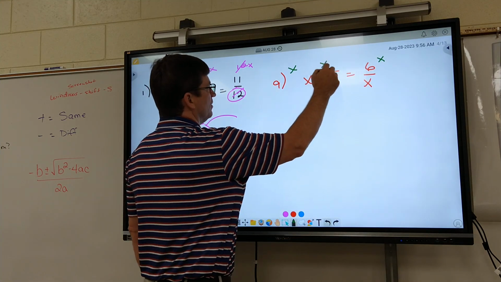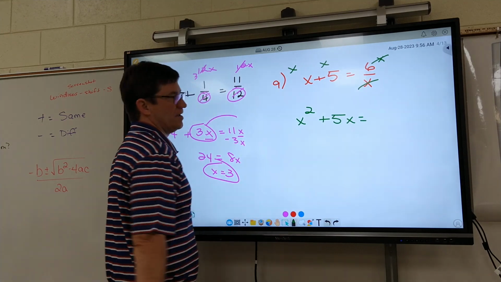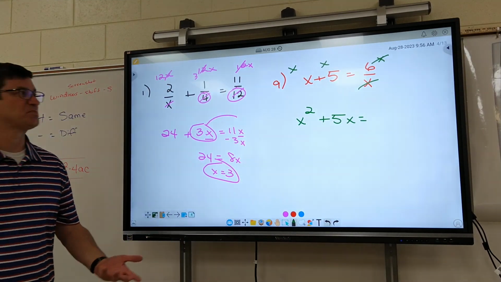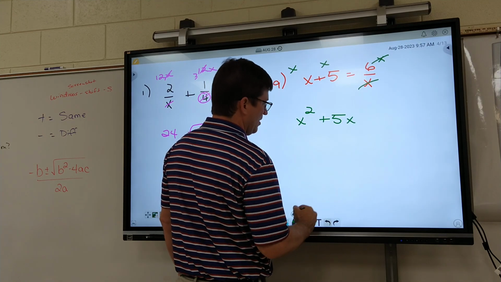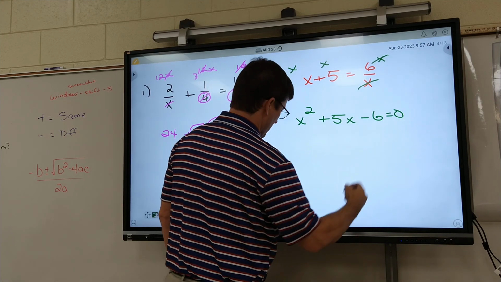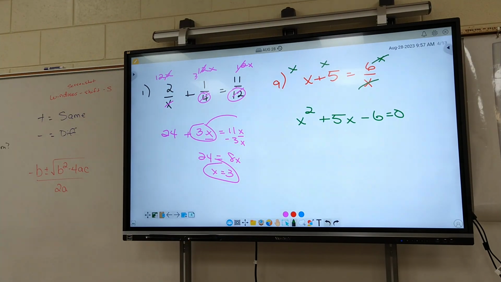All right, same thing over here, 5x. Now these two x's you can cancel out because it was on the bottom. You just bring down plus 6. I'm going to go ahead and move that over. Make it a -6 equals 0. All right, y'all do your quadratic formula now, or factor it out, either way.